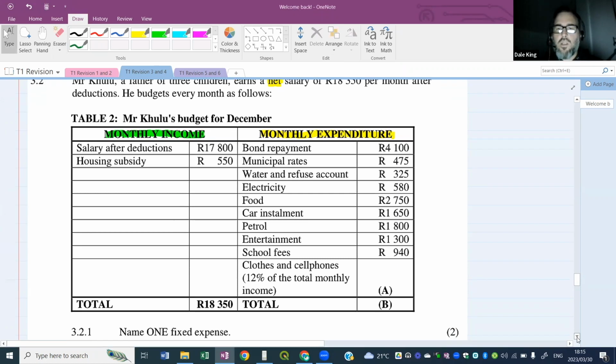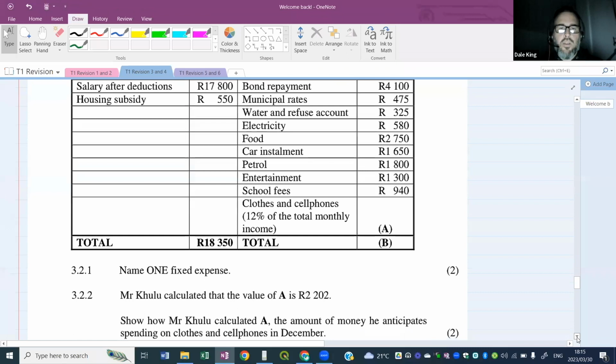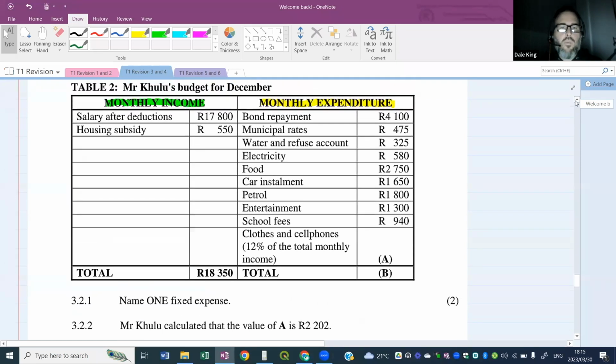All right, let's go down a bit here. All right, here we go. First question, type in chat, please. Name one fixed expense, a fixed expense. On the right, we've got all the expenses. Which one of these is a fixed expense?